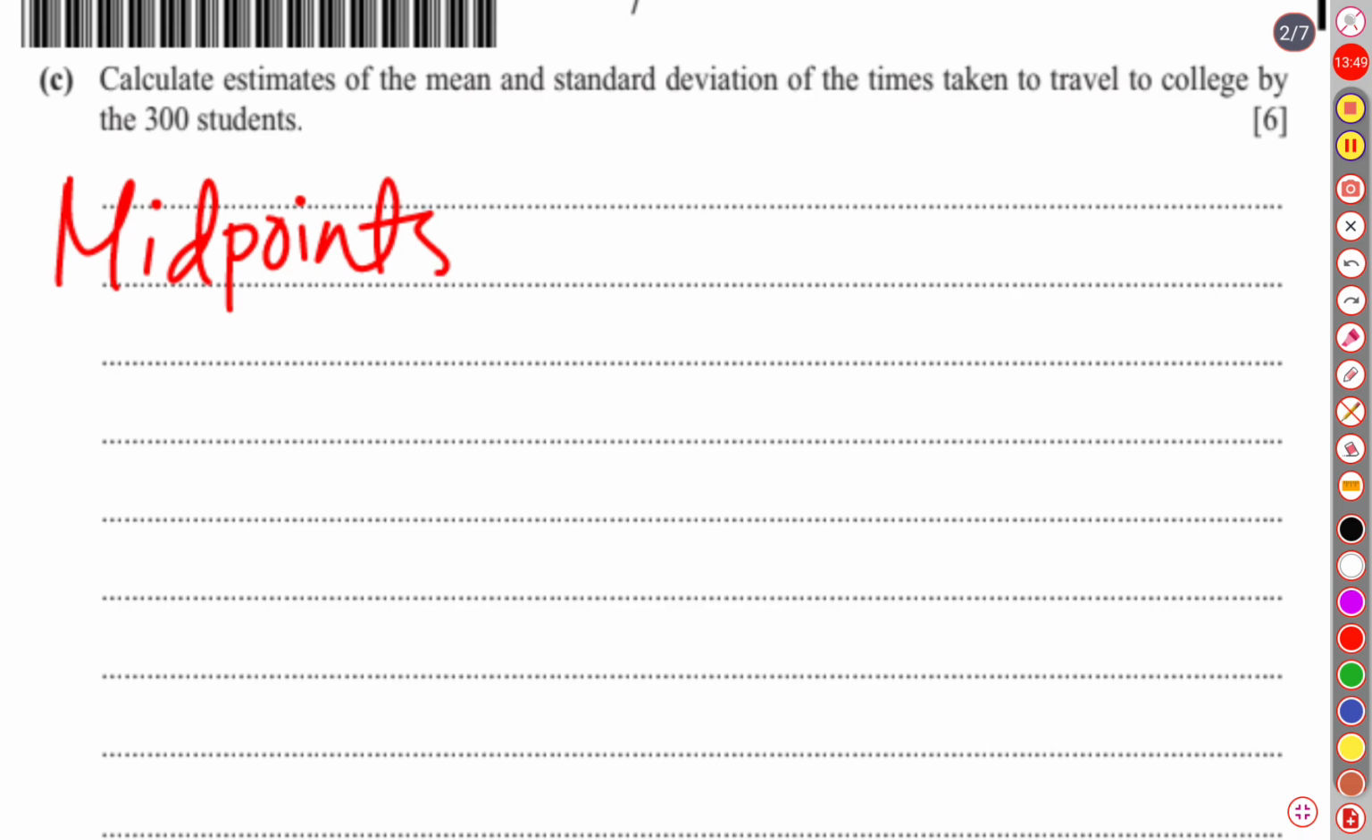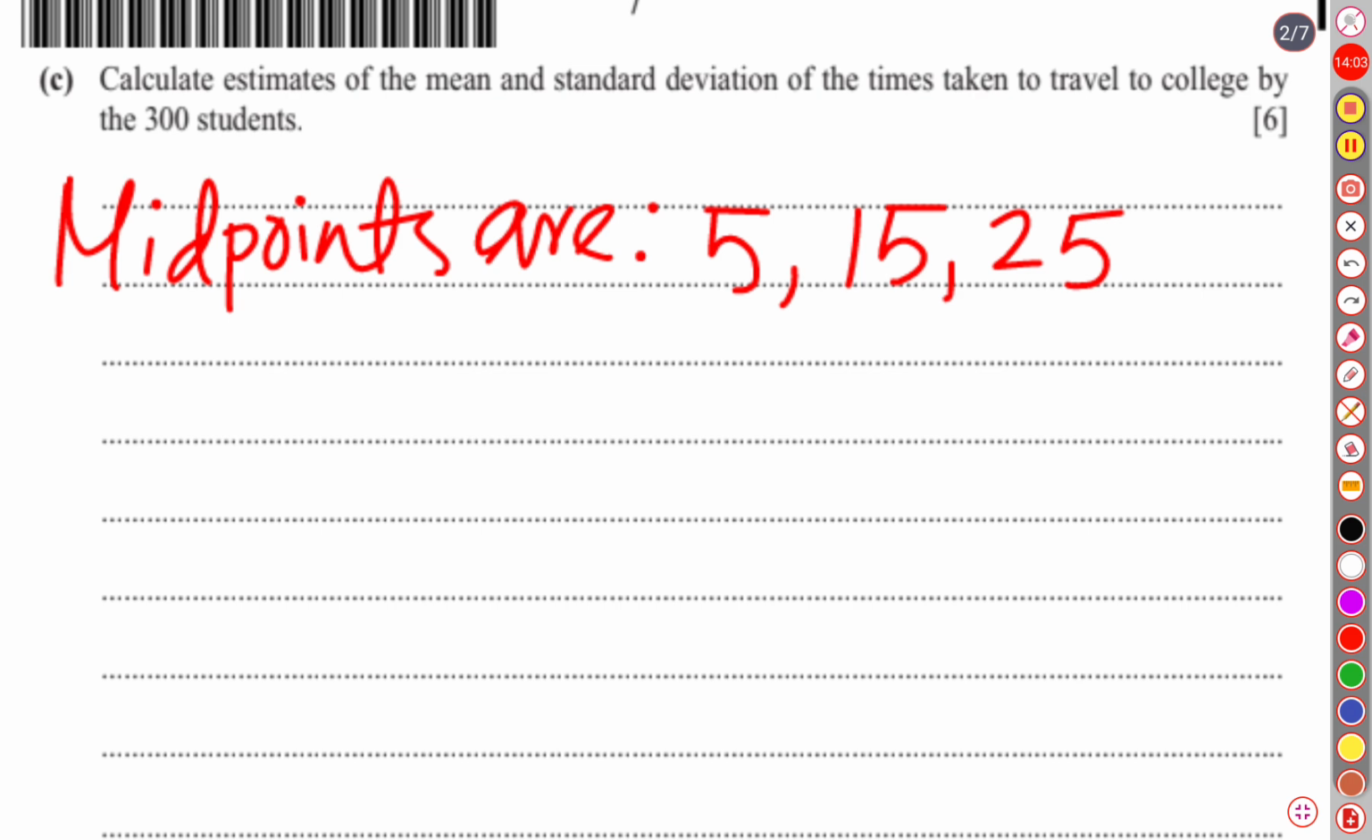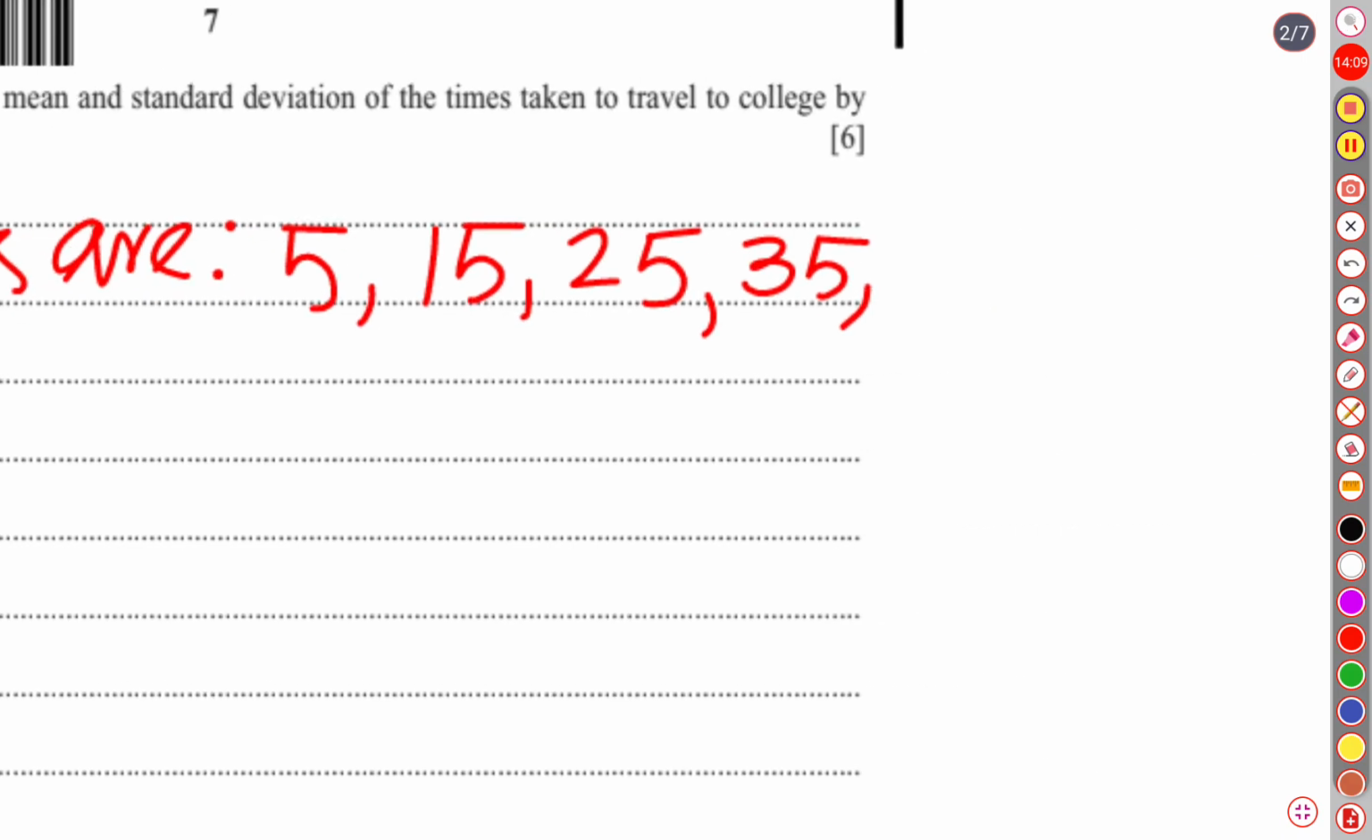Midpoints are what we have already seen: 5, 15, 25, 35, 50 and 75.